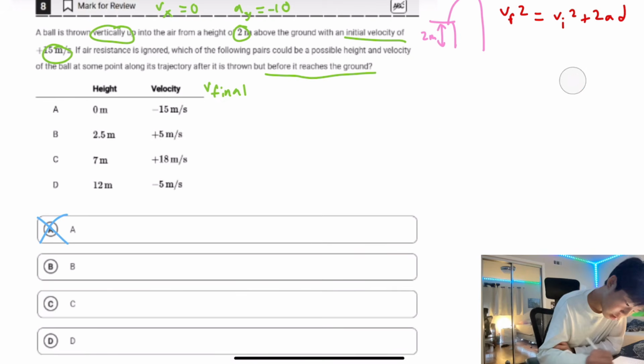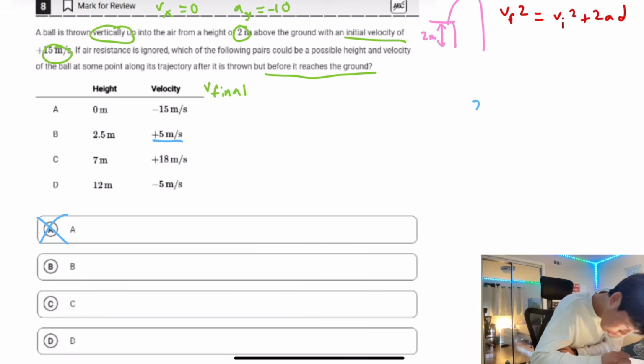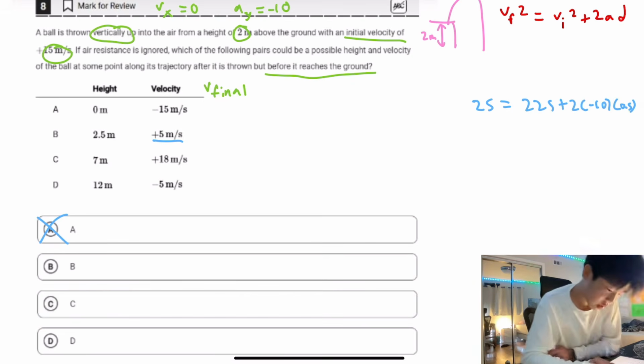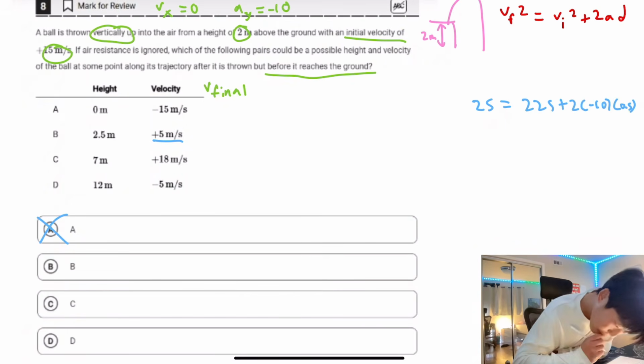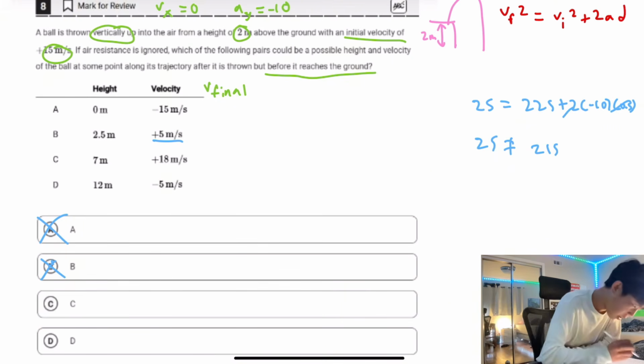Next, we're going to be doing B. Final velocity is 5. 25 is equal to the initial squared, which is 225, plus 2 times negative 10 times 0.5. That is crazy. Wait, that could be right. Negative 20, negative 10. No, never mind. What am I saying? So these cancel out. 215. Yeah, that's not right. So it can't be B either.